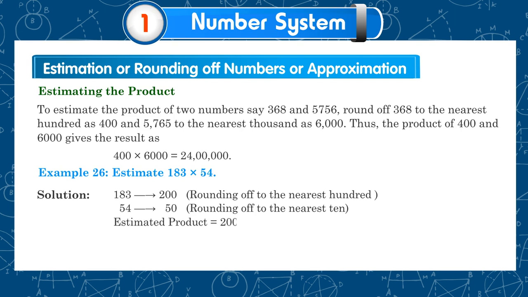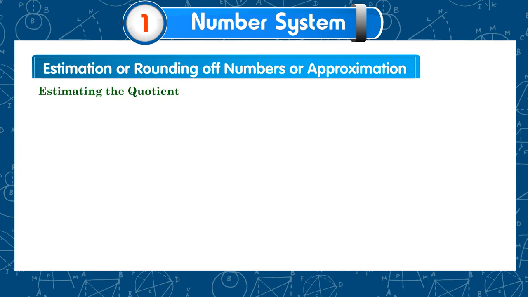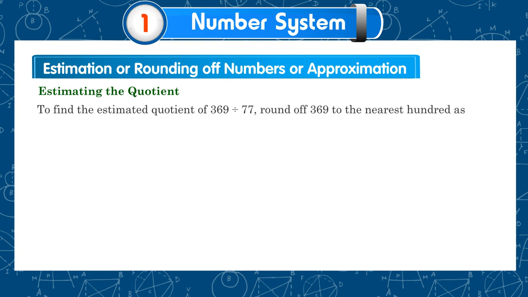Estimating the quotient. To find the estimated quotient of 369 divided by 77, round off 369 to the nearest hundred as 400 and 77 to the nearest tens as 80. So 400 divided by 80 gives a result as 5.